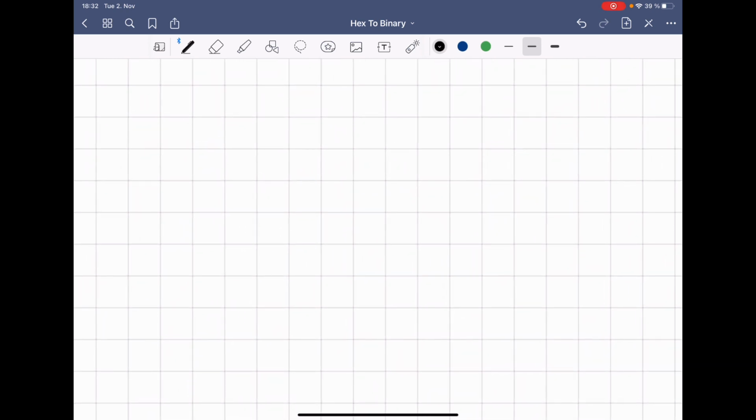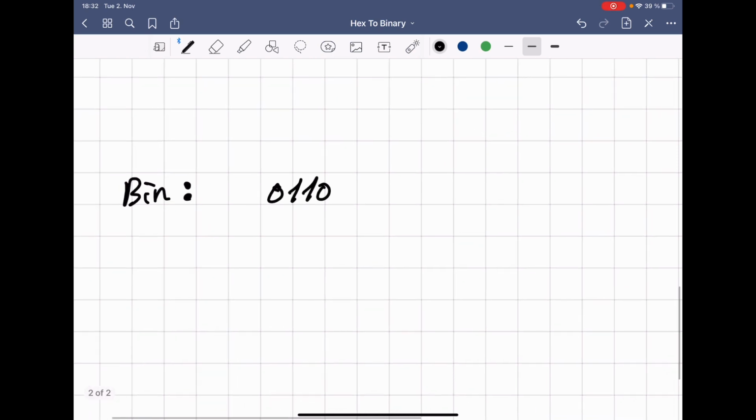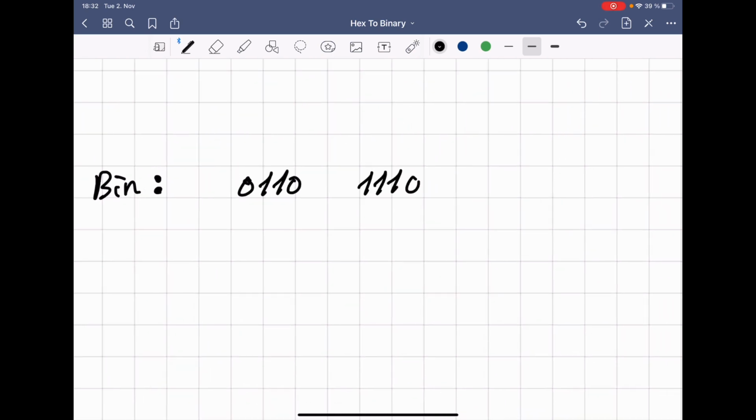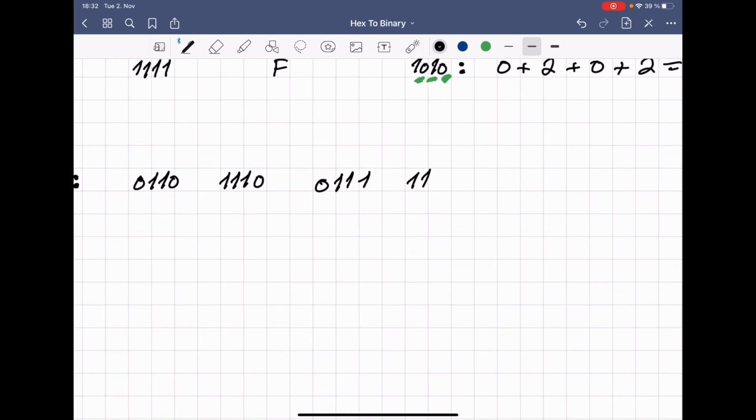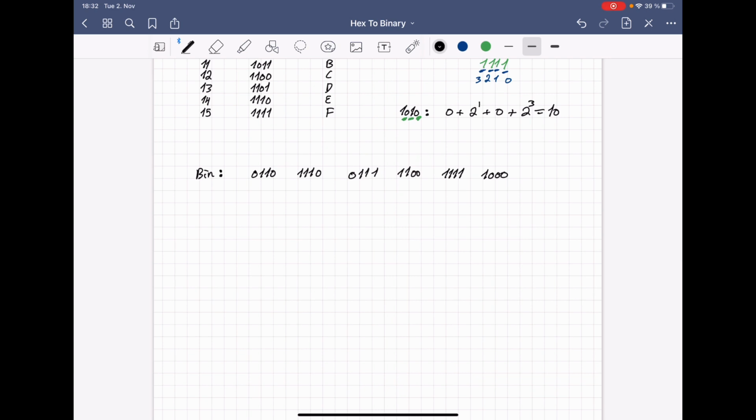So now we're going to look at the binary to hexadecimal numbers. We will assume a very big number, which is in binary 0, 1, 1, 0, 1, 1, 1, 0, 0, 1, 1, 1, 1, 1, 0, 0, 1, 1, 1, 1, 1, 0, 0, 0. So this is the binary number that we are going to try and convert to a hexadecimal number.